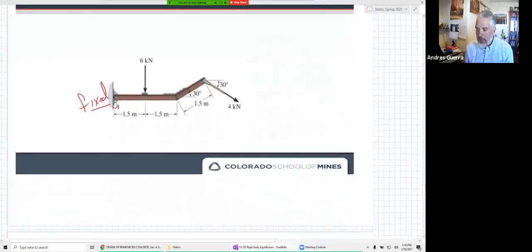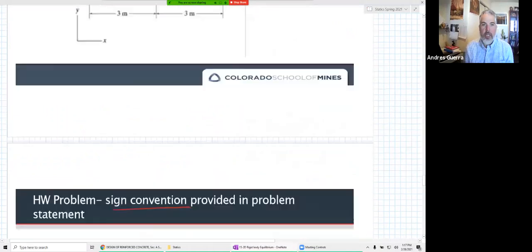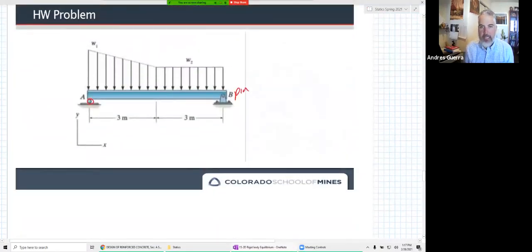So remember, we can figure out what to include in our FBD at A based on what that fixed support is allowing and what it's preventing from happening. It's preventing translation in the X and the Y direction, and it's also preventing rotation, so it has a moment. While a pin at B in this last homework problem allows rotation to happen, so there's no moment at B. There's no reaction moment at B because there's nothing preventing it rotating at point B.